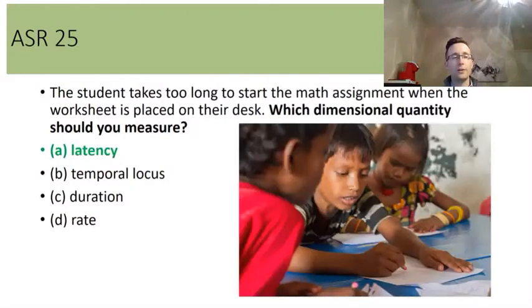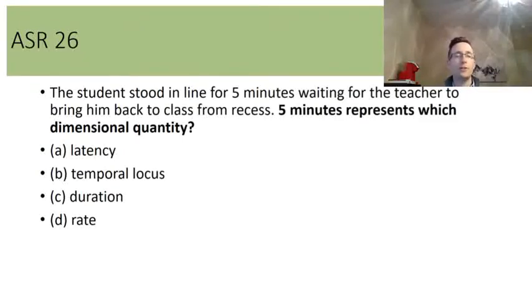I'll close the poll, and the answer here is A, latency. So it says the student takes too long to start the math assignment when the worksheet's placed on their desk. So think of the class as the environment, the desk is the context, the stimulus is being presented with a worksheet. So then it's to start the math assignment, so the time between when the worksheet's placed on their desk till they start the math assignment, that's the onset of the response cycle, so that's latency. You would measure latency.